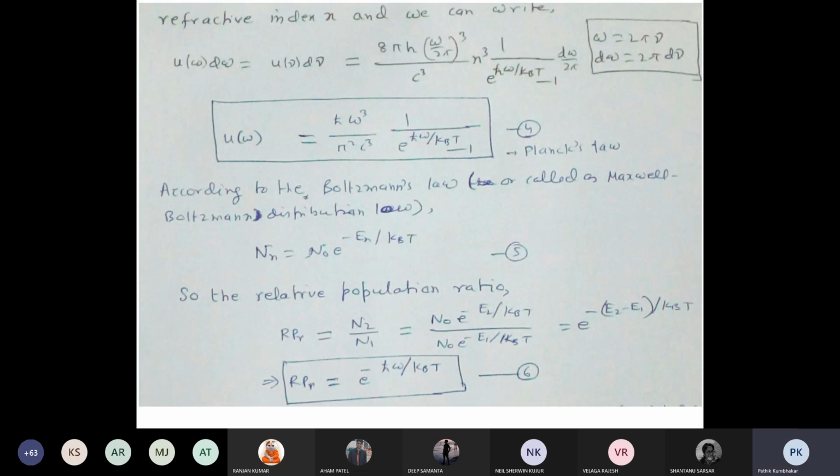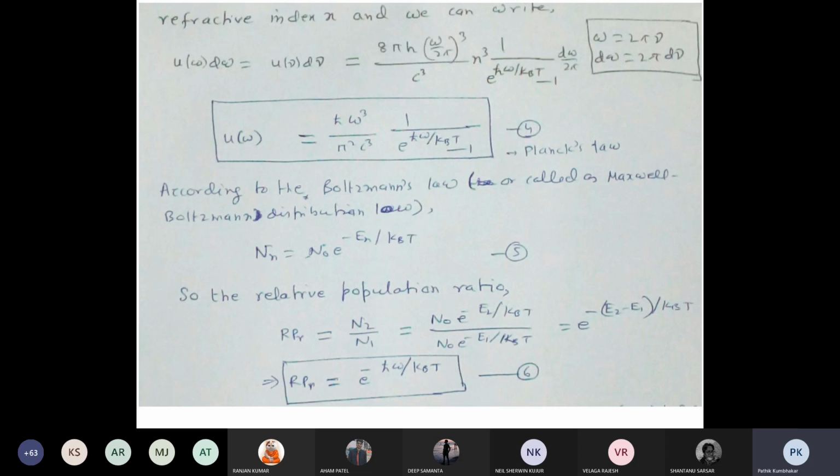Anyway, by using these equations, you can calculate a quantity called the relative population ratio, RPR, that is N2 by N1. That is n0 e to the power minus E2 by kT divided by n0 e to the power minus E1 by kT. So it becomes e to the power minus (E2 minus E1) by kT. Now E2 minus E1 is h cross omega. So if you substitute, RPR is equal to e to the power minus h cross omega by kT. Now if I substitute the value of N1 by N2, then it will be the inverse of this, so e to the power h cross omega by kT.